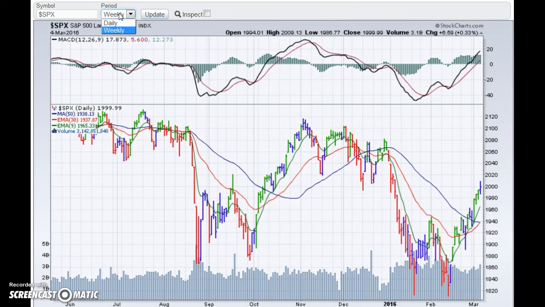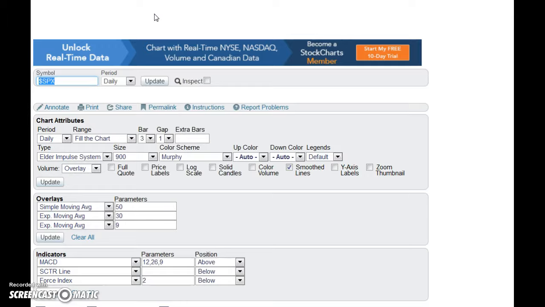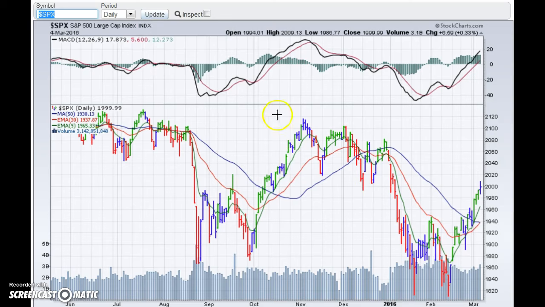This chart is a weekly chart. Let me put the daily chart up, and you'll see that, where's the daily? I'm sorry. This was a daily chart. Let me put the weekly chart up. I'm sorry about that.